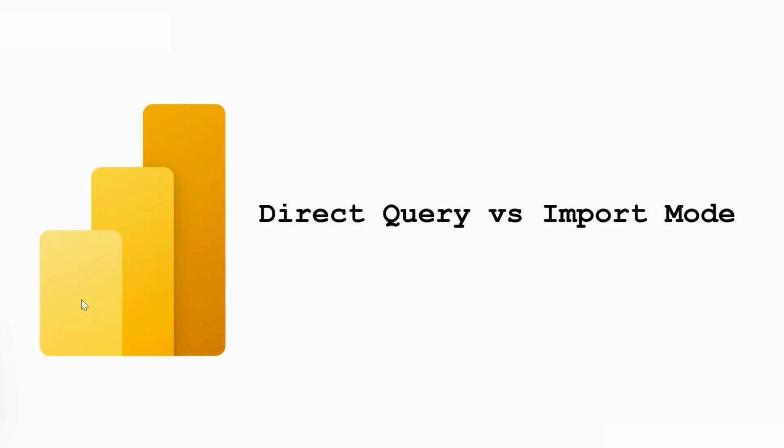In Power BI, you have two primary methods for connecting to data sources. The first one is direct query and the second one is import mode. Each mode has its own advantages and limitations, making them suitable for different scenarios. Direct query connects directly to a data source without importing the data into Power BI. Queries are sent to the data source in real time whenever you interact with a visualization.